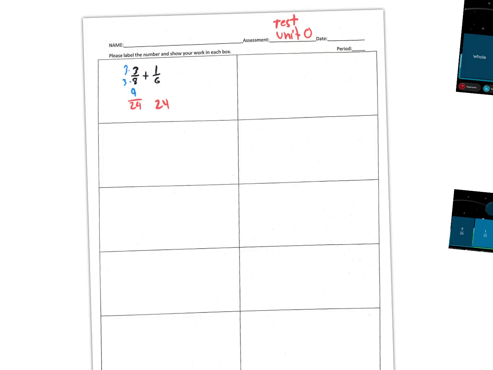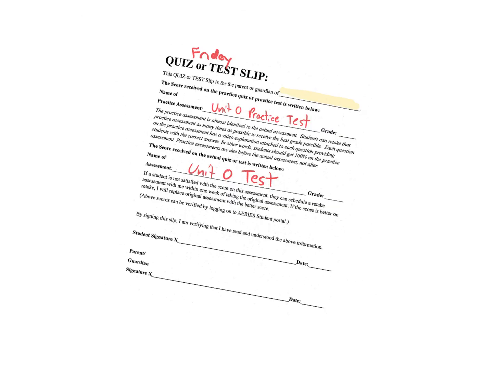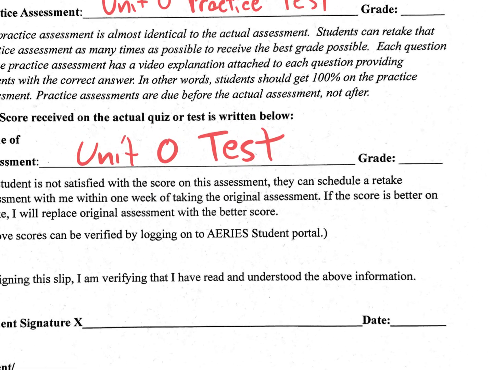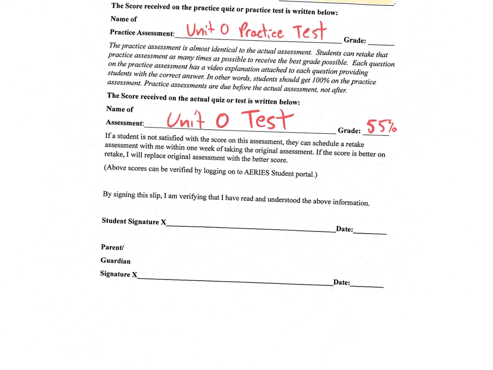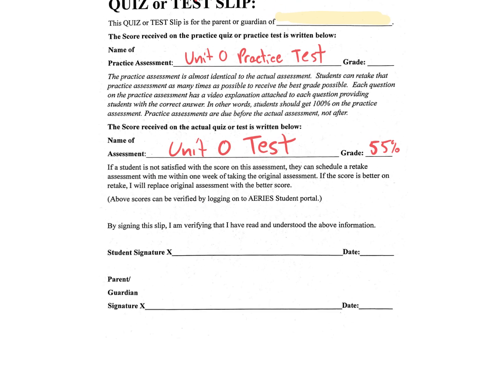So once you do turn it in and you're done, go back to your paper, the slip, and of course, go to your Unit 0 test, and hopefully you guys got a good grade. But let's say you didn't get a good grade. Let's say you got a 55% F. Okay, well, you're gonna have to sign it, tape it in your notebook, show it to your parents, but explain to them that you could retake this test, okay?